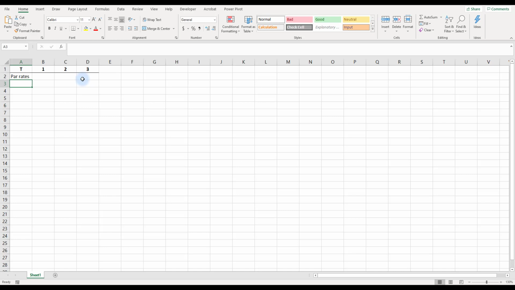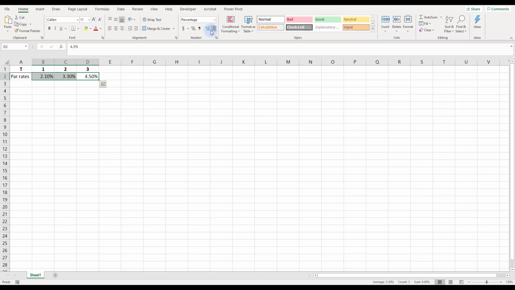So let's say, for example, we have a 1-year par rate, a 2-year par rate, and a 3-year par rate. I will just say the 1-year par rate is 2.1%, the 2-year par rate is 3.3%, and the 3-year par rate is 4.5%.